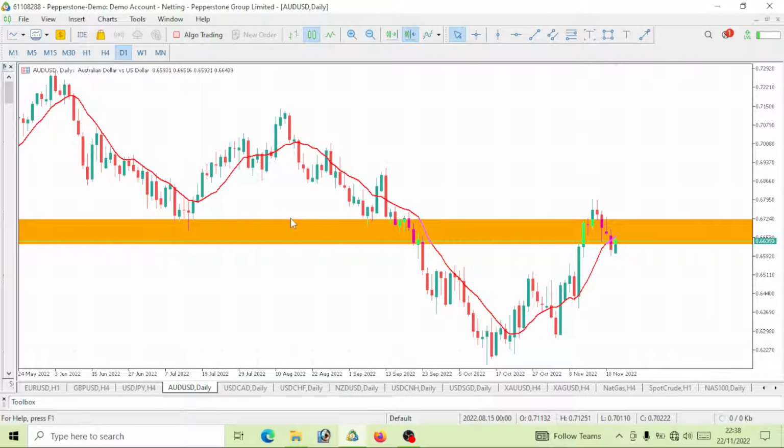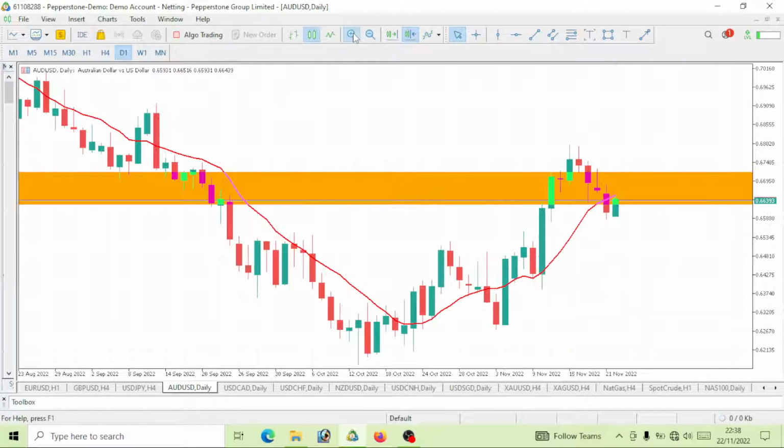So what we have here is AUD USD, which is our AUD to our USD, right? You can clearly see the trend on this AUD USD. This is an uptrend move. Clearly, we know that we are having a bullish move.